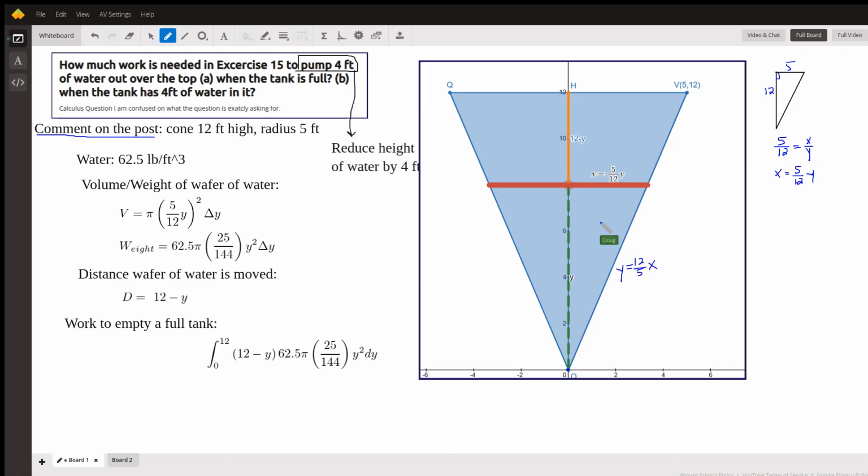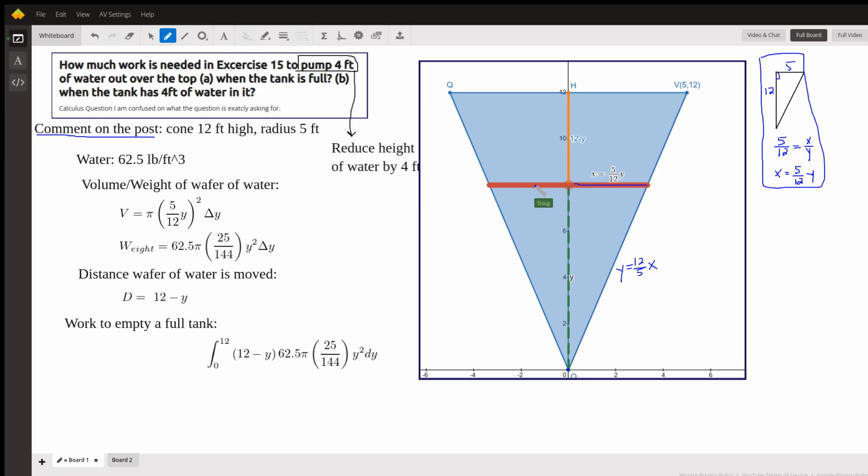You could solve this for x to get the radius of this wafer of water. You could also do it using proportional, similar right triangles. 5 is to 12 as x is to y, so x equals 5/12 y. So that's the radius of this wafer right here.